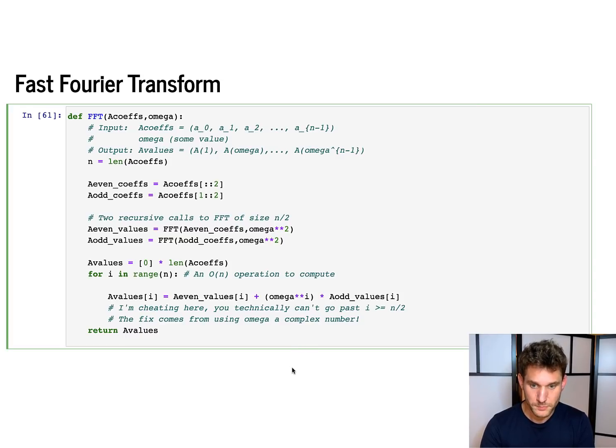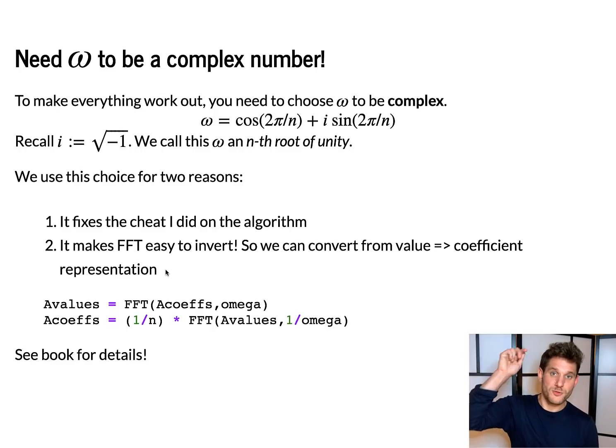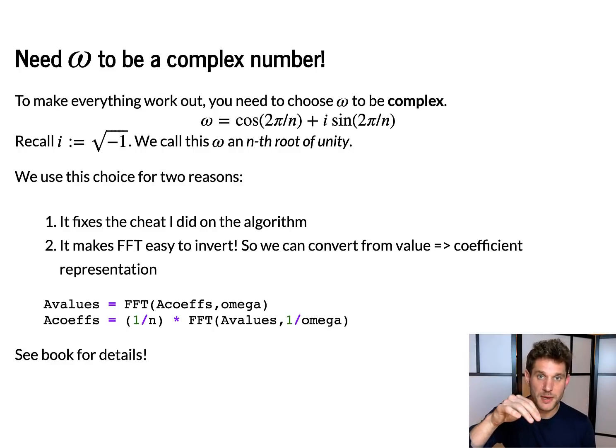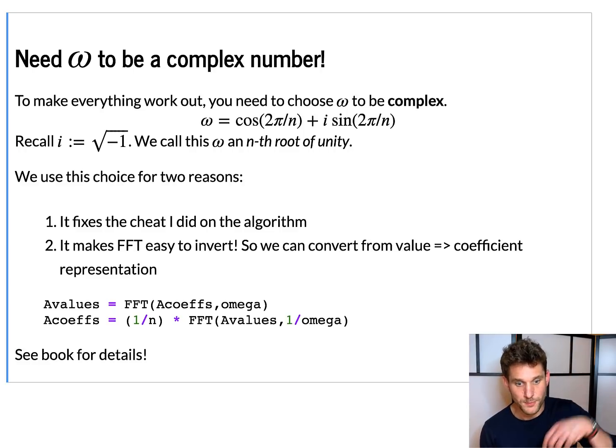So that's cool. And second of all, it makes the FFT easy to invert. You notice that we went from coefficients to values? Once you use this particular omega, you can go from values back to coefficients, and it's a very simple thing. You just call FFT on the values of the polynomial, but you now use 1 over omega, the inverse, and you also have to rescale by multiplying by 1 over n, just to fix some scaling issues. Now you can go back and forth between the coefficient representation of a polynomial and the value representation. I suggest you see the book if you want to understand the details of this.